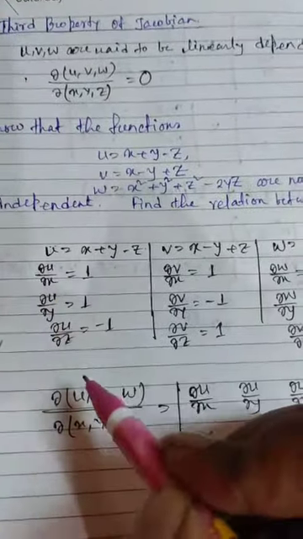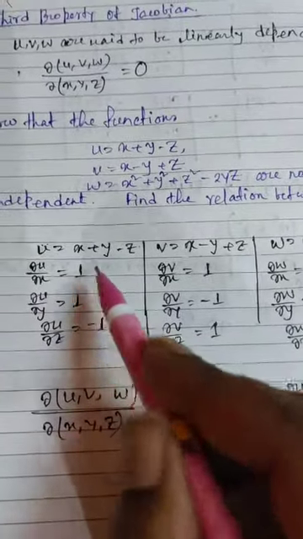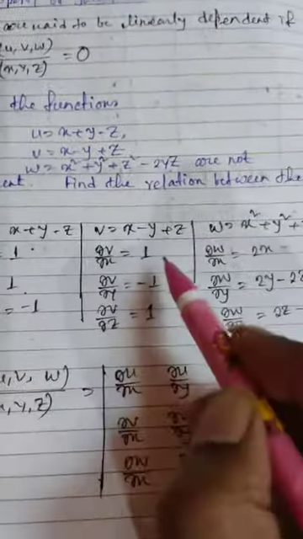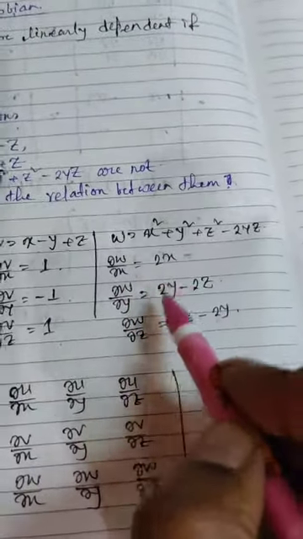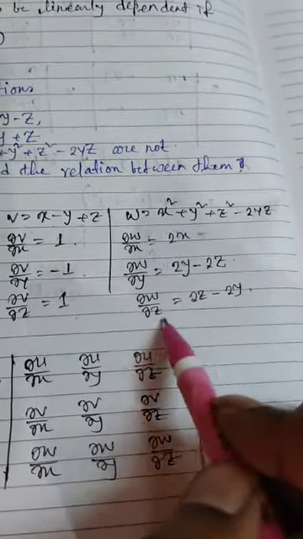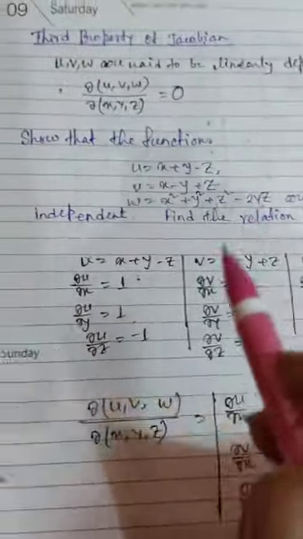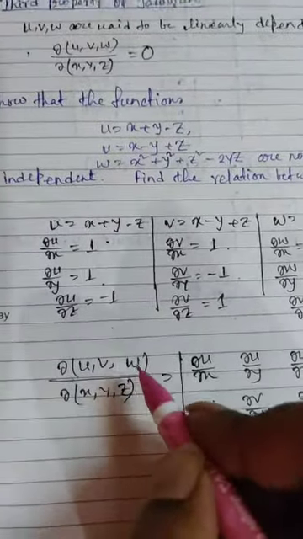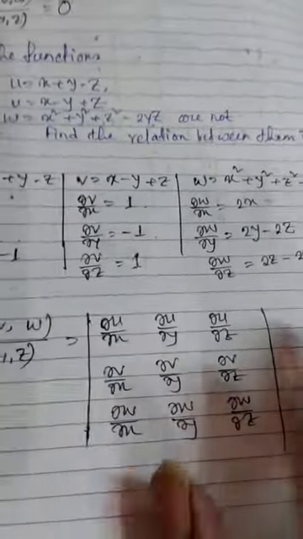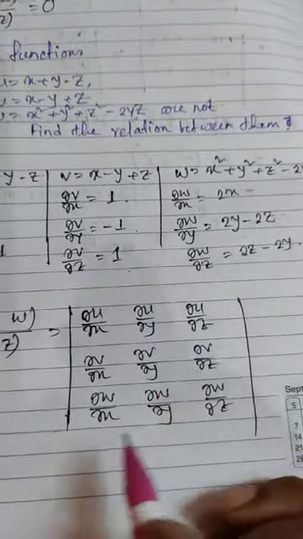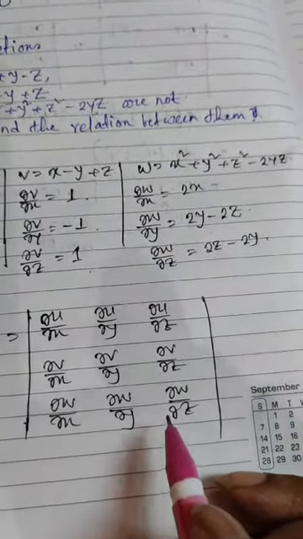So from here we can easily find ∂u/∂x, ∂u/∂y and ∂u/∂z. So we get ∂u/∂x is 1, ∂u/∂y is 1, ∂u/∂z is minus 1, ∂v/∂x is 1, ∂v/∂y is minus 1, ∂v/∂z is 1, ∂w/∂x is 2x, ∂w/∂y is 2y minus 2z, ∂w/∂z is 2z minus 2y. And since they are not independent, we have to show their Jacobian value is 0. So ∂(u,v,w)/∂(x,y,z) means this is the Jacobian form: ∂u/∂x, ∂u/∂y, ∂u/∂z, ∂v/∂x, ∂v/∂y, ∂v/∂z, ∂w/∂x, ∂w/∂y and ∂w/∂z.